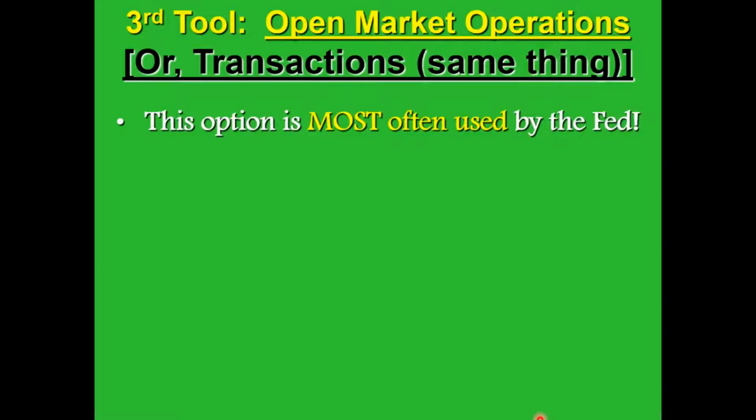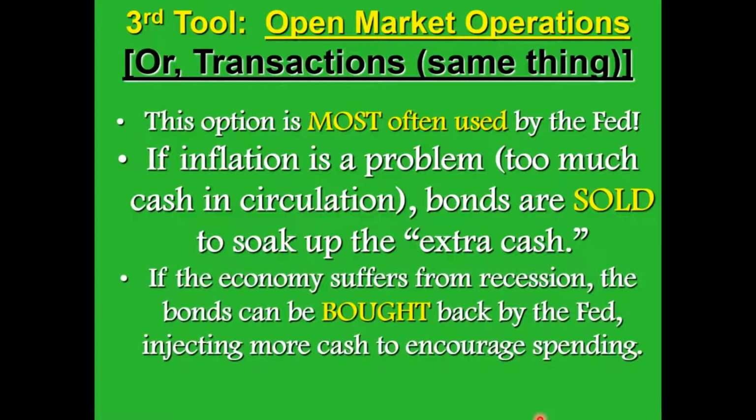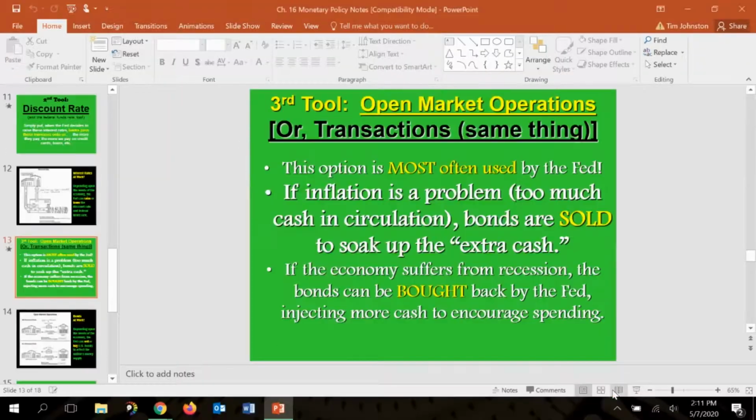Whenever the Fed decides there's a problem on the horizon, they can target it and use open market operations pretty quickly. If inflation's a problem, which means too much cash in circulation, bonds are sold on the open market to soak up the extra cash. If the economy suffers from recession and needs more spending, bonds can be bought back by the Fed, injecting more cash to encourage spending. I'm going to show you a little demonstration here in just a second. So we'll merge these together and hopefully you'll understand what we're doing here.